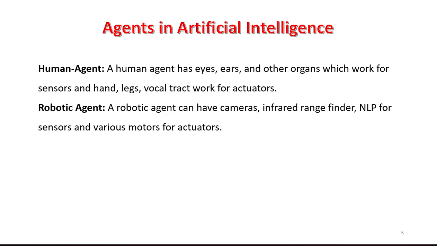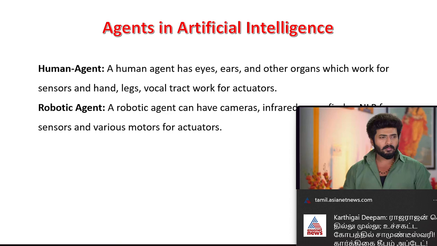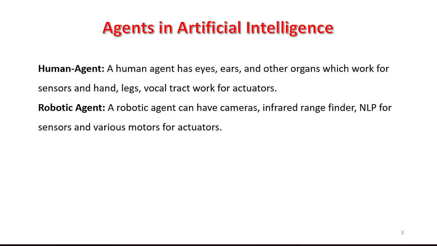The human agent has eyes, ears, and other organs which work as sensors, and hands, legs, and the vocal tract work as actuators. An actuator, in the sense, is one type of tool. A robotic agent can have cameras, infrared range finders, NLP, natural language processing, for sensors, and various motors for actuators.